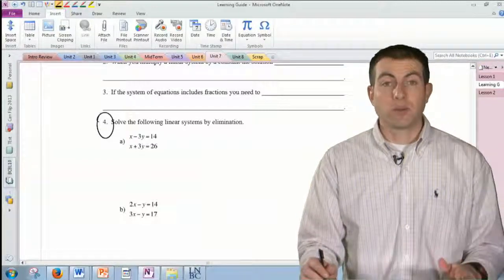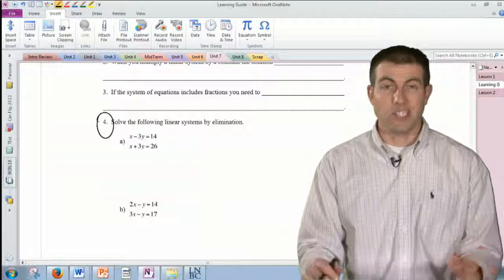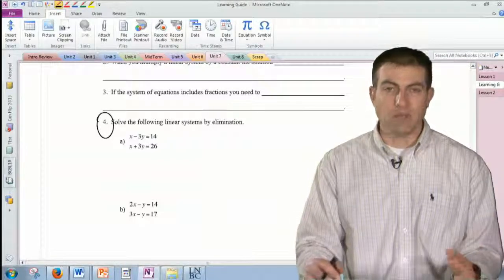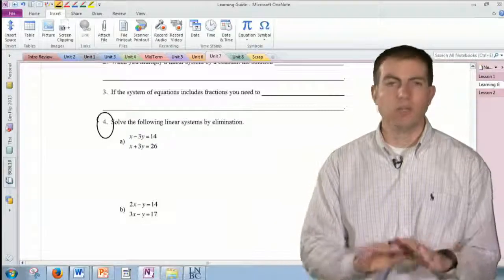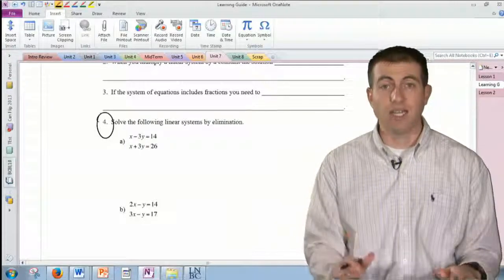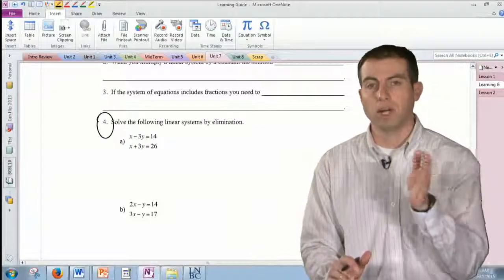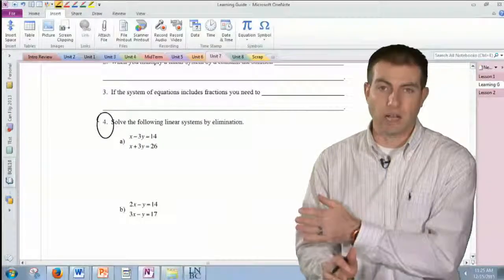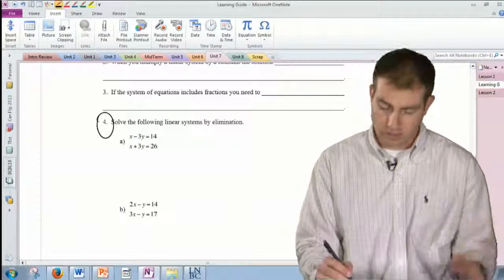It's important because we're going to learn 3 different ways to solve equations, and if it asks you to solve by elimination, you have to solve by elimination. Just for the learning guide. On a test, when it says solve a system of equations, you can do whatever way you want. But for a learning guide, I need to be able to verify that you can solve by substitution, solve by elimination, and solve by graphing. So if the learning guide says solve by elimination, solve by elimination.